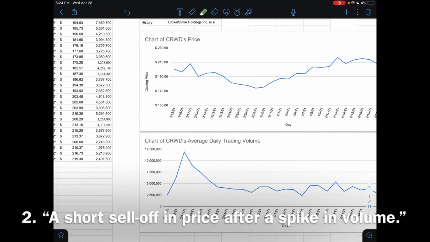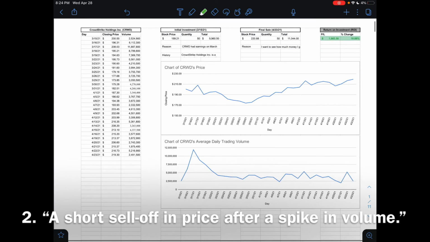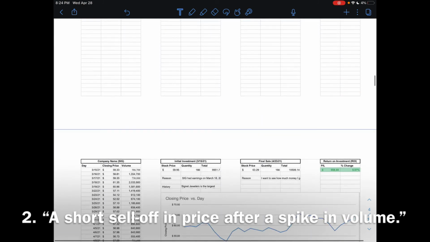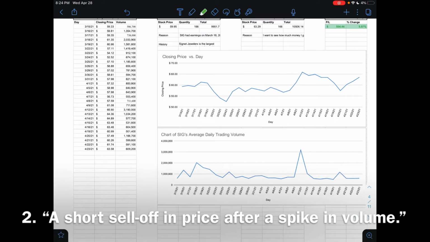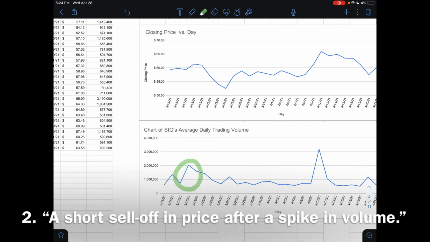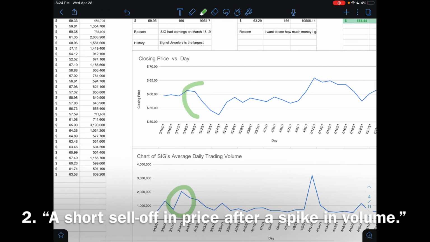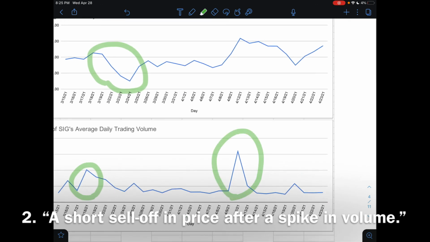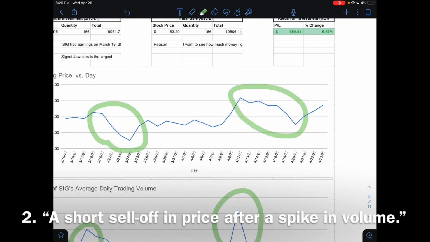Alright, so my second takeaway is that there is often, but not always, a short sell-off in price after a spike in volume. So for example, here's CrowdStrike, here's the spike in volume, and here's the short sell-off. Right there, you can just count this whole thing, but next is Signet Jewelers, which is right here. As you can see, the spike in price from earnings, the spike in volume from earnings, and then the short sell-off after that. And then you can even count this spike in volume and then the short sell-off in price there.